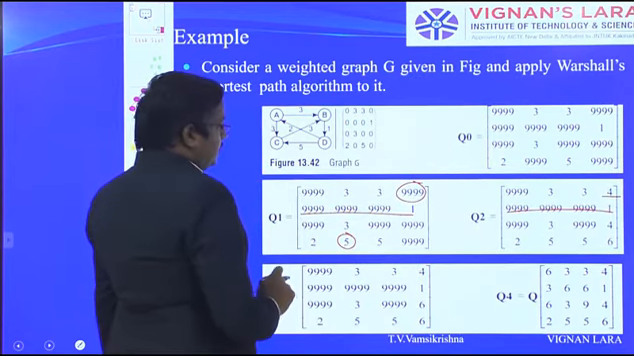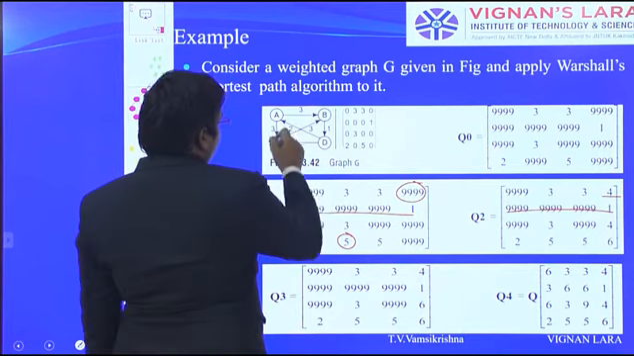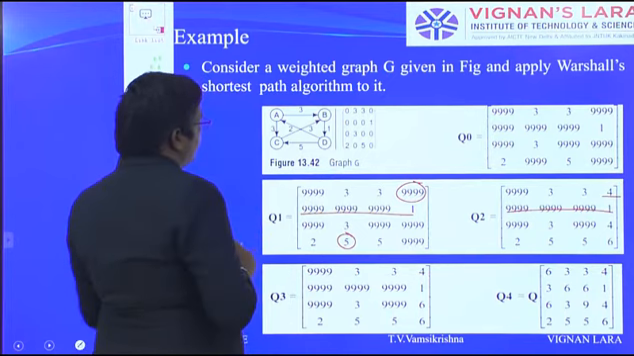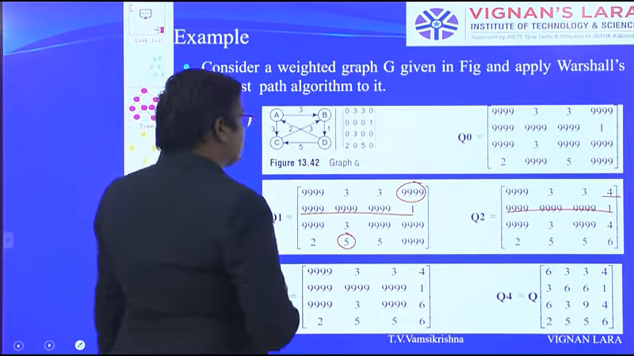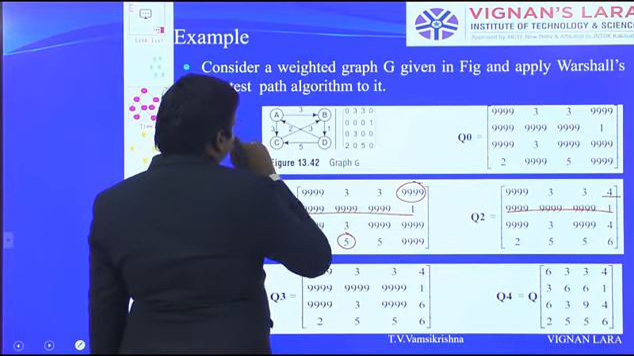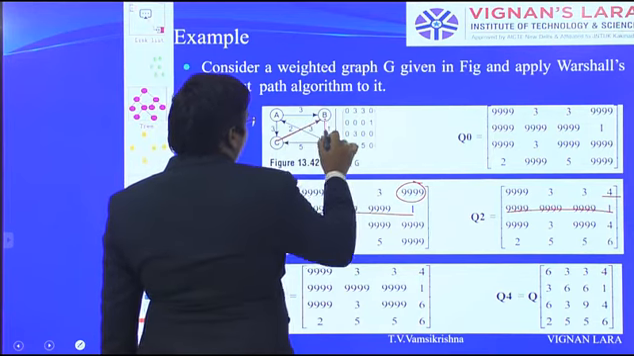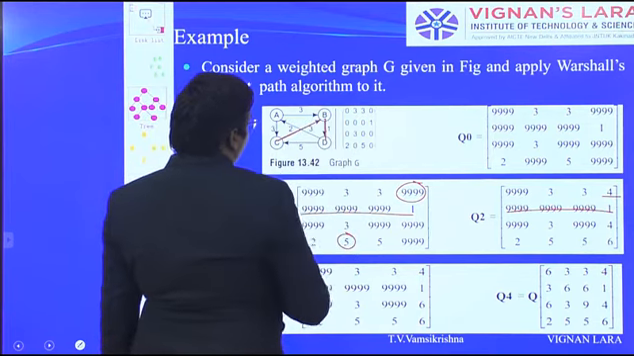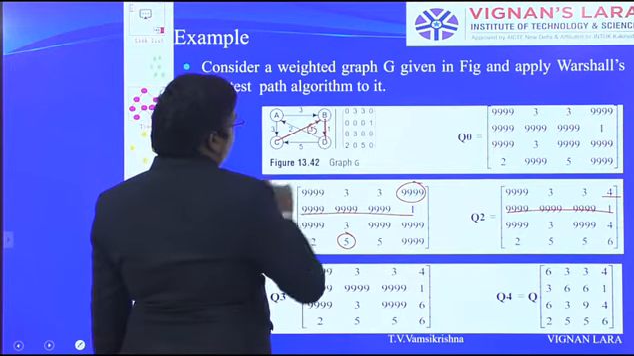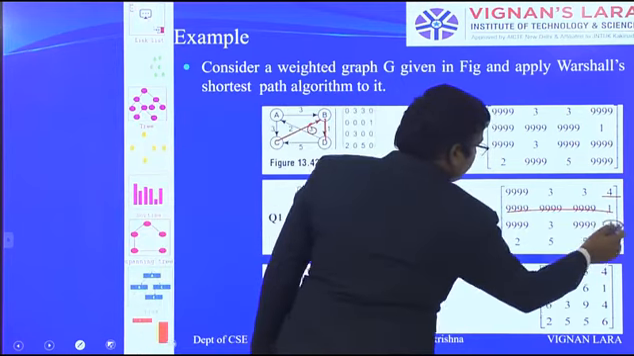Next, in case of C: A to C, C to B, B to D. C is not a via vertex, so we are not considering it. So only C to D is updated. C to D there is no edge, but right now B is the intermediate vertex, C to B, B to D. So 2 plus 1 or 3 plus 1; 3 is the shortest distance, so 3 plus 1, 4. That is updated.